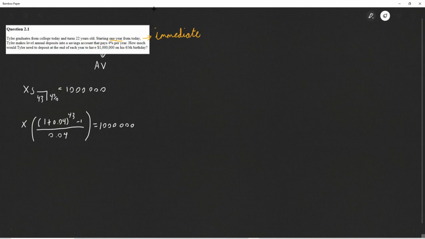Now from here, we're able to simplify what's inside of our bracket, which was our S value. So this is going to become X, and just put this into your calculator to give you 110.012382, and this is going to be equal to 1 million. Now from here, to solve for X, all we need to do is divide both sides by 110 to give us X being equal to, always make sure to add the money sign, $9,089.89.